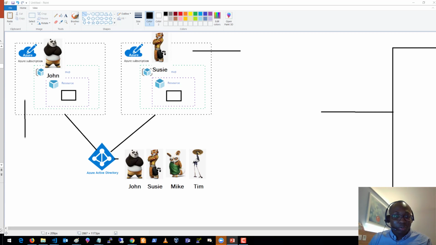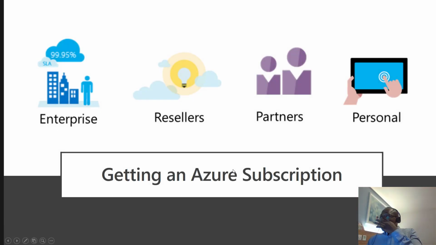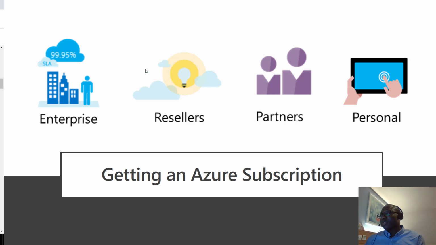So we talked a little bit about subscriptions. Let's talk about the different subscription types that we have. There are different types of Azure subscriptions. We have enterprise subscriptions. I'll talk to you a little bit about that, and I'll give you certain links that you can use to get more information about that. We have subscriptions that you can buy from resellers. We have partner subscriptions that you can get from a Microsoft partner or even someone that's your partner and a Microsoft partner. And you have personal subscriptions.